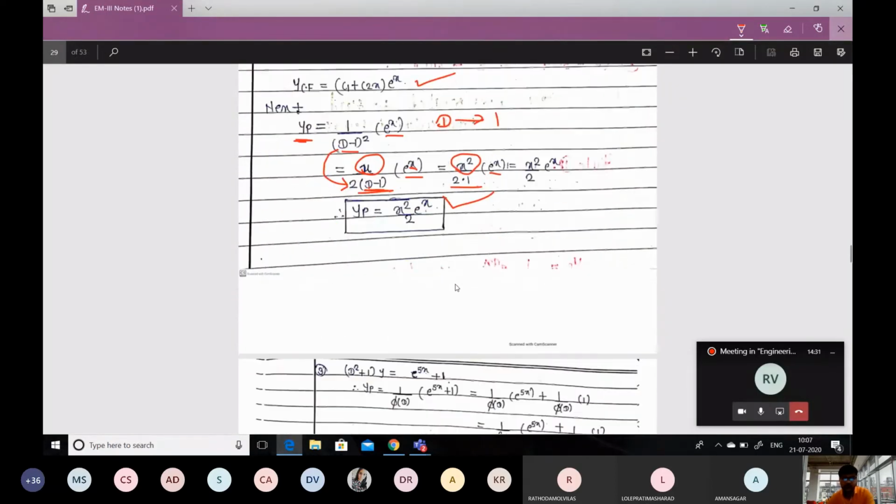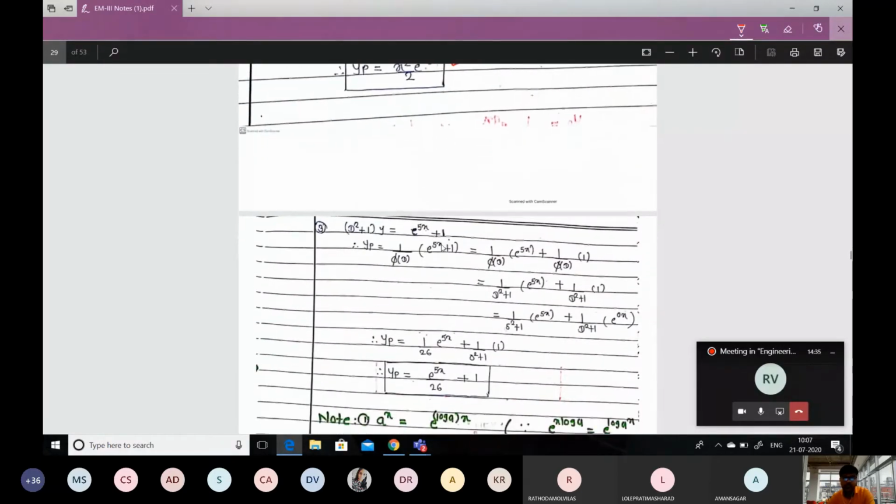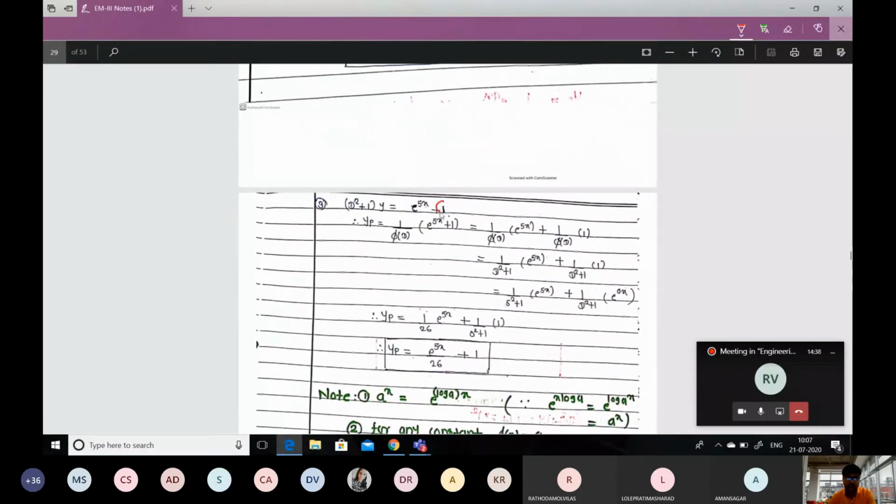So this is about the shortcut method for e to the power x. And what about a constant term? If there is a constant term, you can simply write this constant term as e to the power 0x, and then you can use the formula. For example, if you have D square plus 1 times y equal to e to the power 5x plus 1. Now how to solve this example?